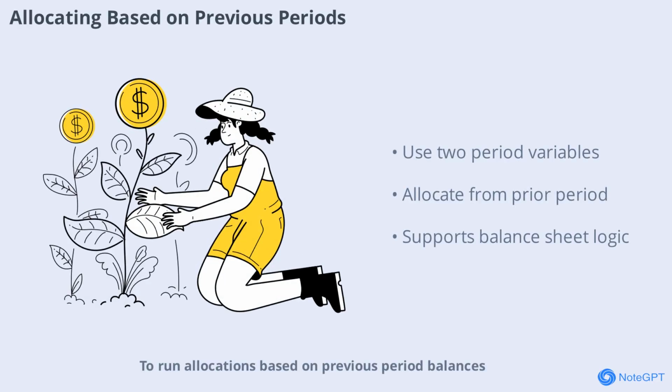Run allocations based on previous period balances. Create two period variables, one for the current period and one for the prior period. Use these variables in your allocation rule to retrieve and allocate balances from the previous period. This is especially useful for balance sheet accounts, where beginning balances reflect the ending balance of the last period.